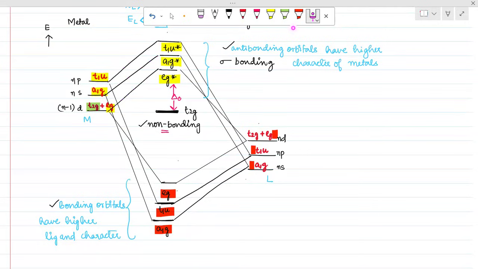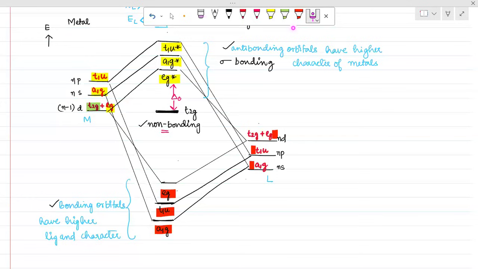That's it. The T2G of the metal does not participate in sigma bond and hence it will remain as non-bonding. As it will remain non-bonding, the energy gap between this T2G non-bonding and anti-bonding Eg star is what is known as crystal field splitting energy according to the adjusted CFT. That's all.